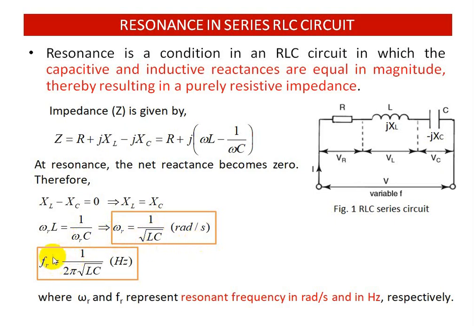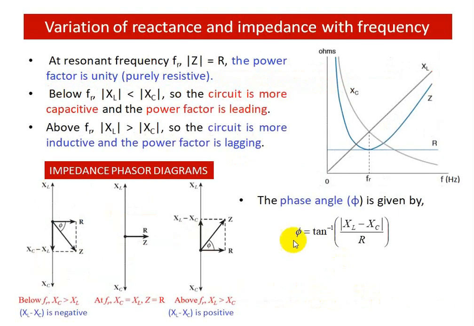And from this, we can get the equation for frequency in hertz. You know the relation between omega R and FR. Omega R is nothing but 2 pi F. So if you divide this by 2 pi, you will get frequency in hertz. Therefore, FR is 1 by 2 pi under the root LC. Where omega R or resonant frequency is in radians per second, whereas FR is in hertz.